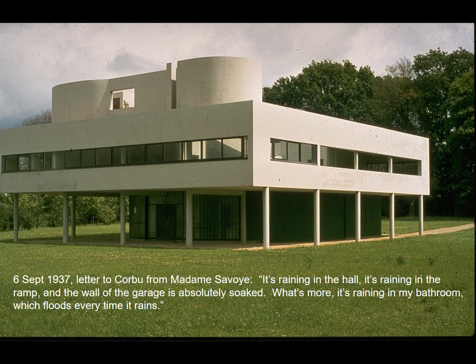Madame Savoye, who had the house, did not like her house very much, mostly because it rained. It was not watertight. We saw the same problem with Gropius. If you build a flat top roof, there are inherent problems. And so the Bauhaus leaked, and so did Villa Savoye. And Corbusier didn't really care. Corbusier didn't pay much attention.